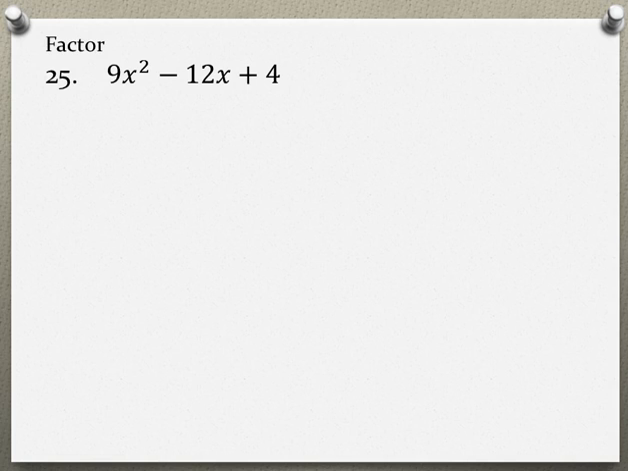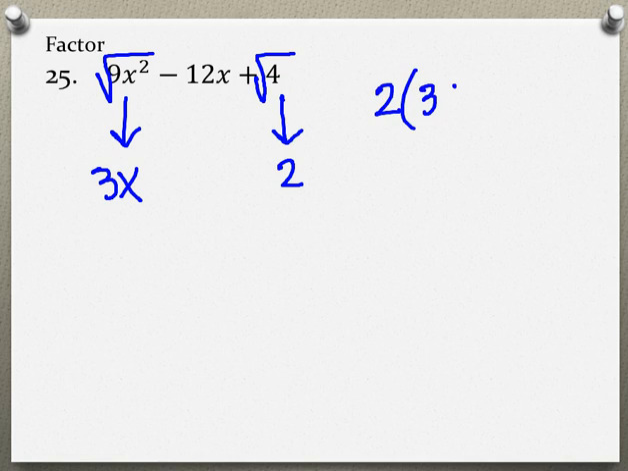So let's see what the square root of the first and the last terms are, and let's see what we have. The square root of the first term is 3x, and the square root of the second term is 2. And so we want to see if 2 times 3x times 2 gives us the middle term. So 2 times 3x times 2 is going to be 12x.